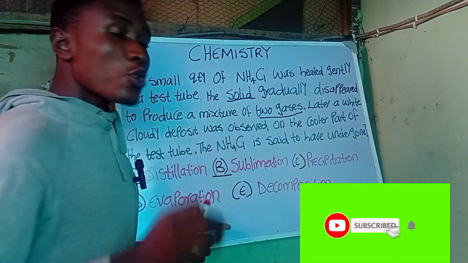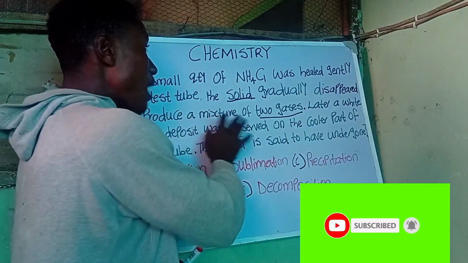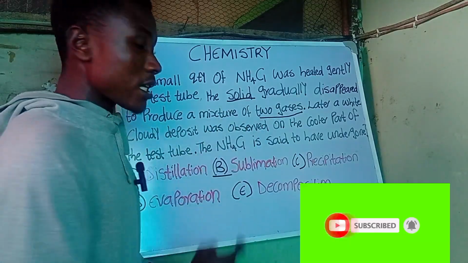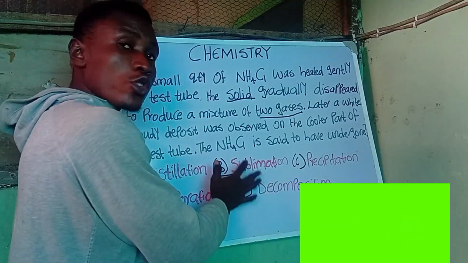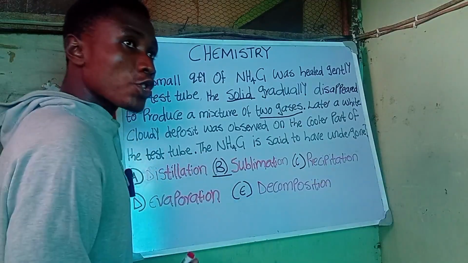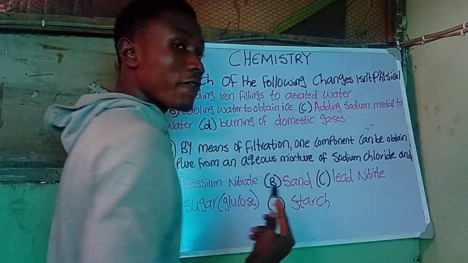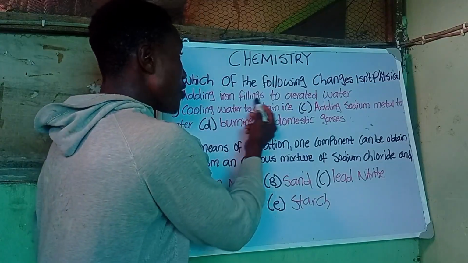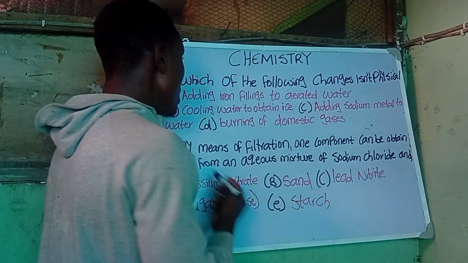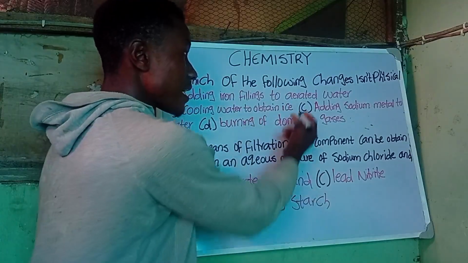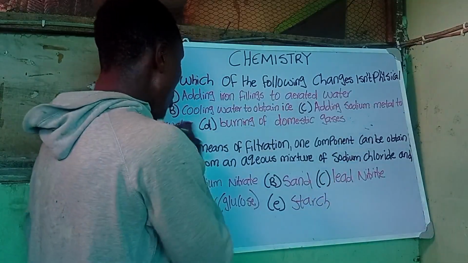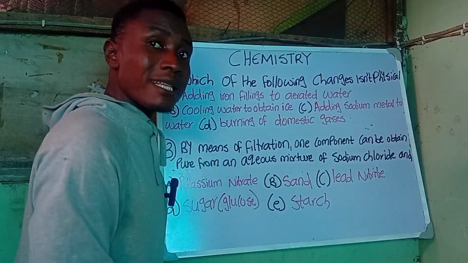So let's move ahead to the next question, knowing fully well that when a solid changes to a gaseous state, that change of state of matter is known as sublimation. So let's move on to question number 2. The second question is, which of the following changes is not physical? A, adding iron filings to aerated water. B, cooling water to obtain ice. C, adding sodium metal to water. And D, burning of domestic gas.